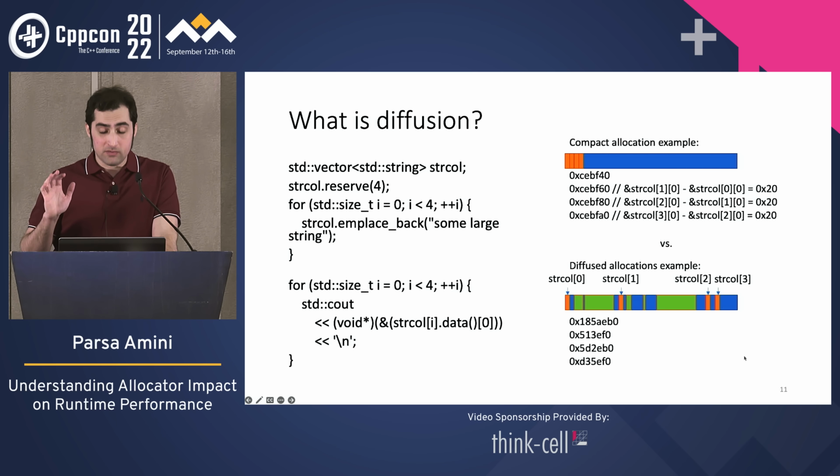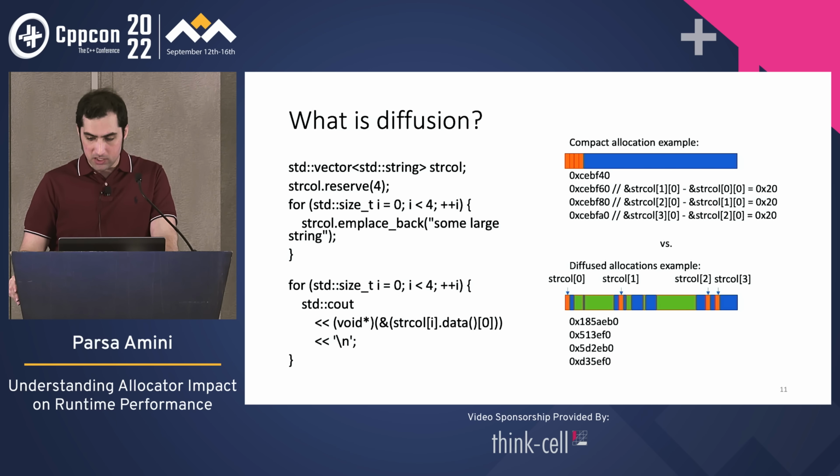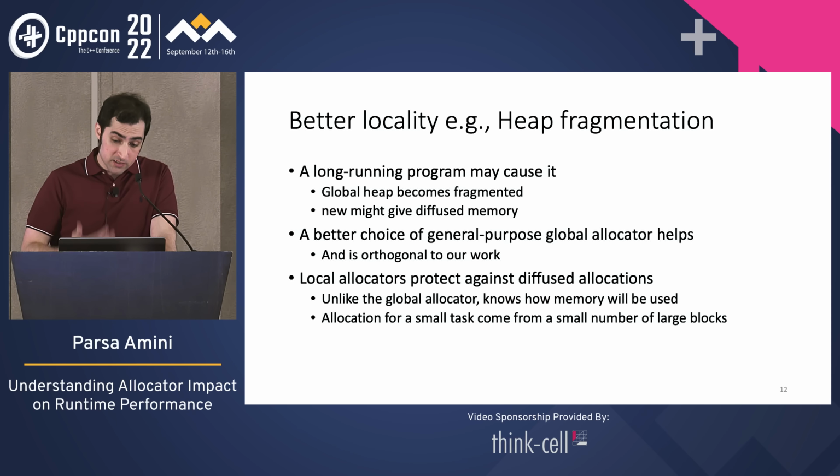On the other hand, if you get a diffused allocation, then your allocations may be pretty far apart. They might be on different cache lines. They might be on different pages, which means accessing them could degrade your application's performance. In the first case, our 4 allocations were close to each other. This might be a luxury in a long-running program. Why? Because as the code keeps allocating and deallocating over a long period of time, the global heap becomes fragmented, which means at some point, calling new might give you diffused memory.